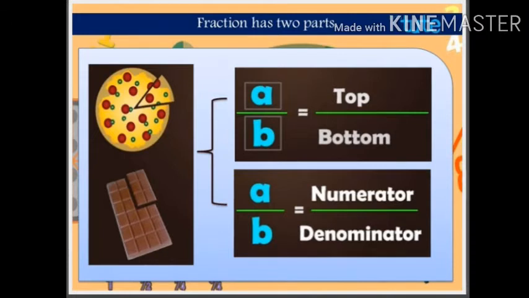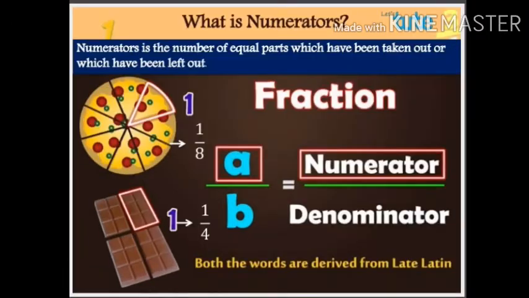What is the definition of numerator? Numerator is the number of equal parts which have been taken out or which have been left out. Here a is the numerator. In the fraction 1 by 8, 1 is called the numerator.